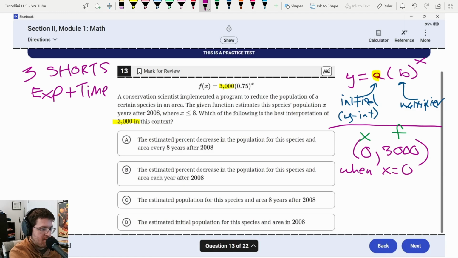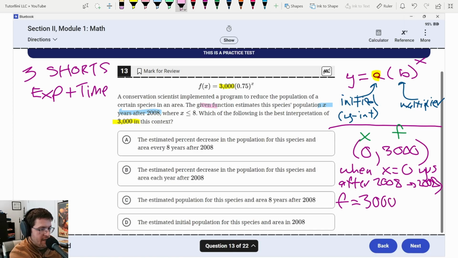and what does x equals 0 mean? What does it say x is? It says years after 2008. So when x equals 0 years after 2008, well, 2008 plus 0 is still just 2008. So in other words, that's just saying the year 2008. Okay, and then it says f equals 3,000. Well, let's see what f is talking about. So the given function, f, estimates the species' population. Okay, so there's a 3,000 population.